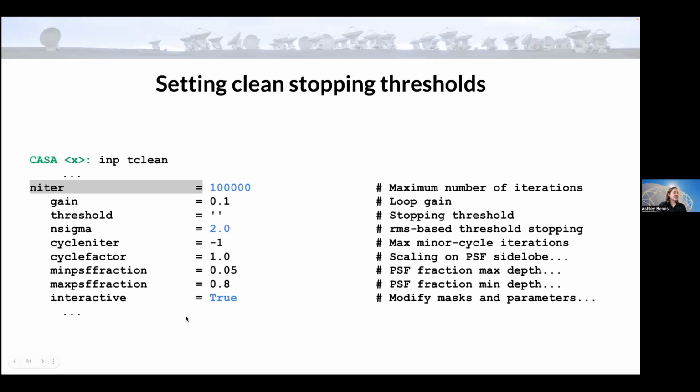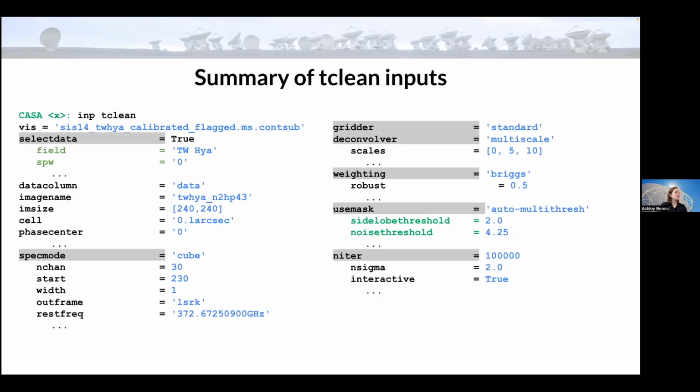I've also selected interactive equals true here. In general, I recommend doing this, especially if it's a first iteration of imaging and you're either doing manual masking or you're using auto-multithresh, just to be able to check that the masks that are produced make sense. So this is just a summary of all of the tclean inputs that we've gone through and that are changed from the default for tclean. I don't expect you to be able to put them all in, but if you're following along, you should have already put them in.